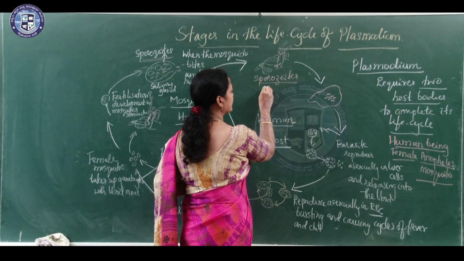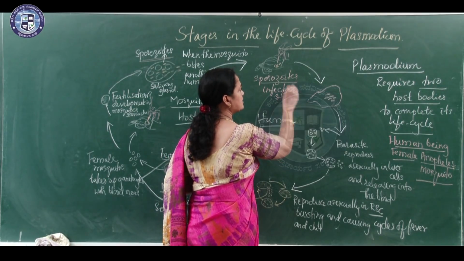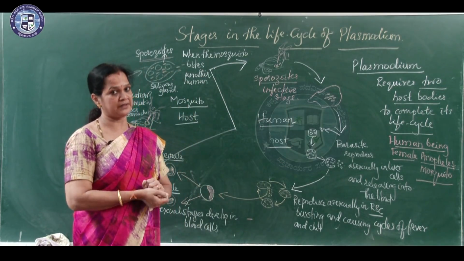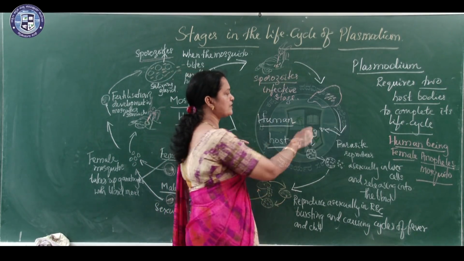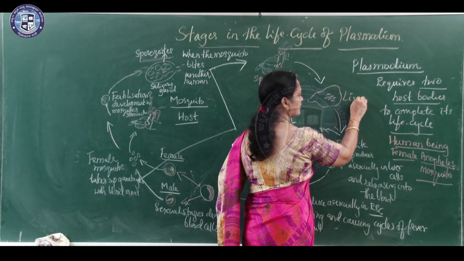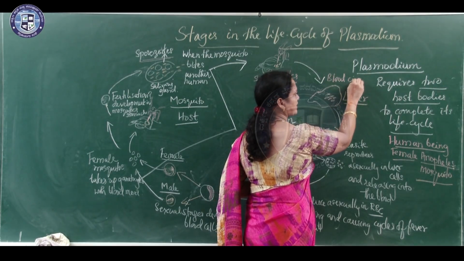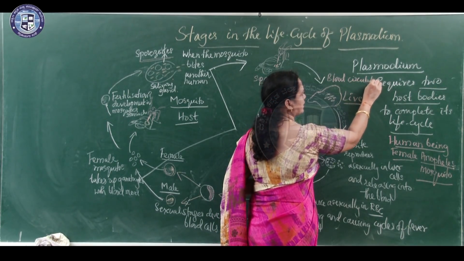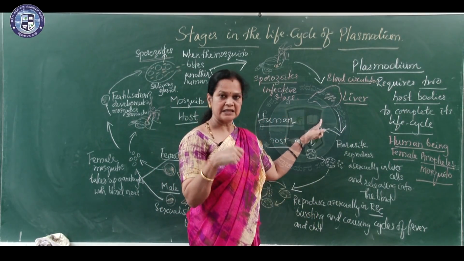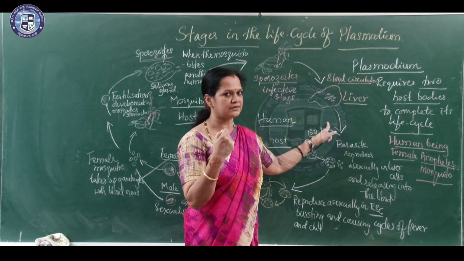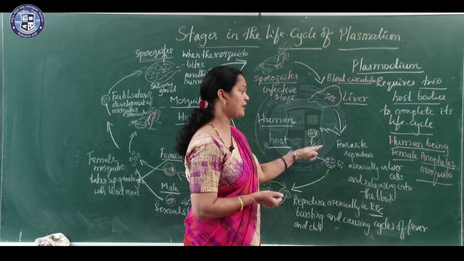Sporozoids are the infective stages. They enter the blood circulation of a human being, that is the sporozoid stage, and through blood circulation they reach the liver. In the liver, there will be reproduction and multiplication, the continuation of the life cycle of this pathogen, I mean the parasite.